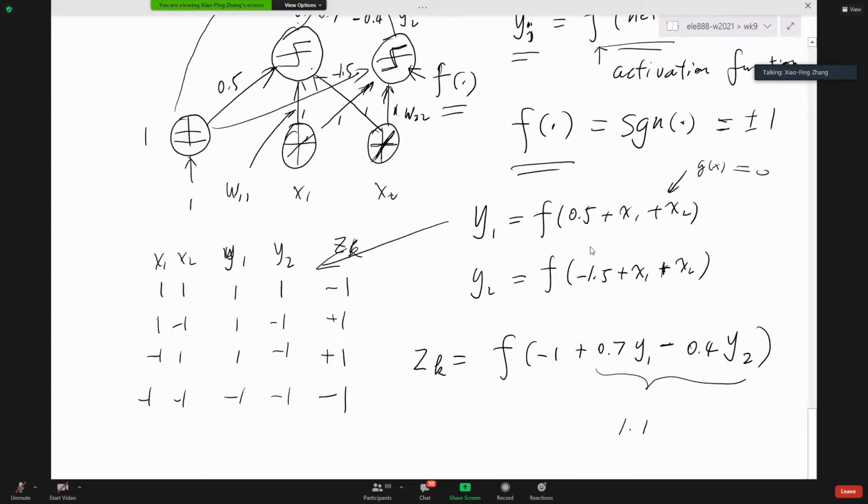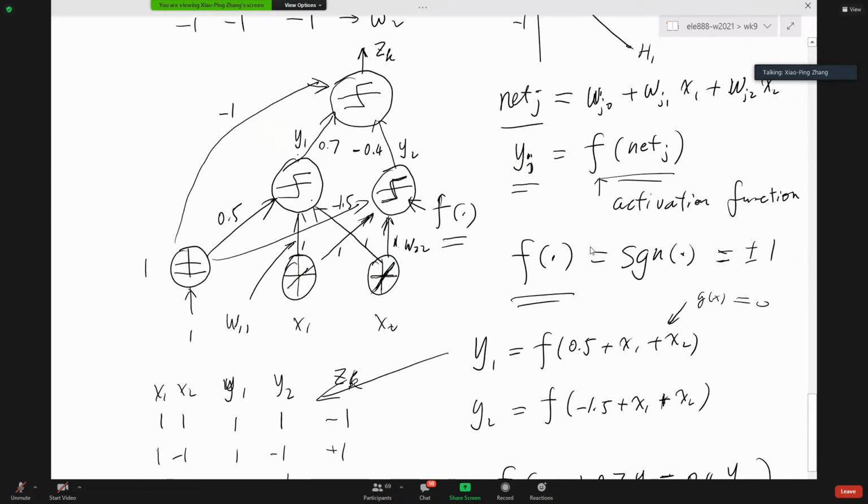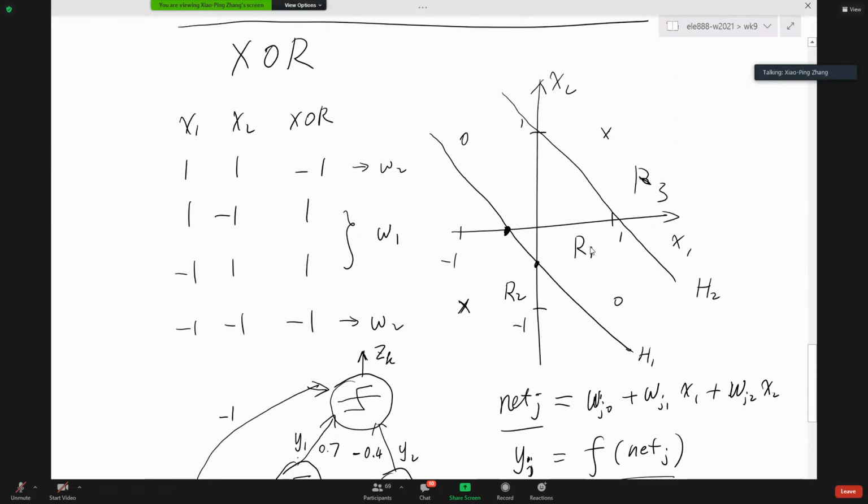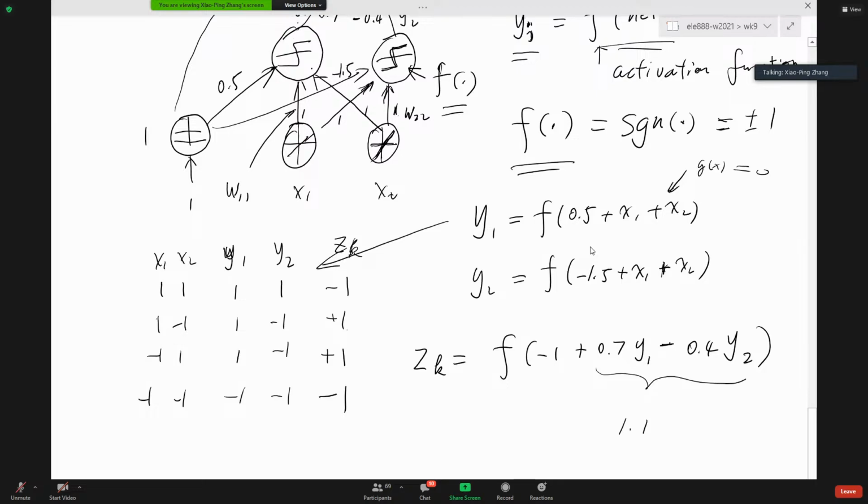So what we just proved is that this neural network exactly accomplished our task, right? It's basically the output. We are able to classify omega 1 and omega 2. Okay, you see the label, right? This is omega 1 label, and this is omega 2 label. Okay, make sense?